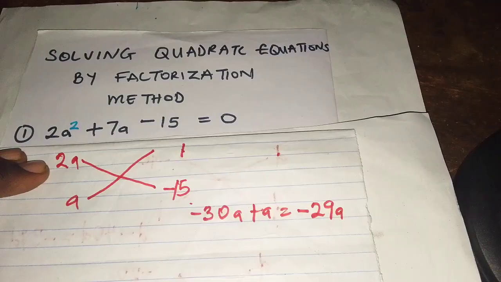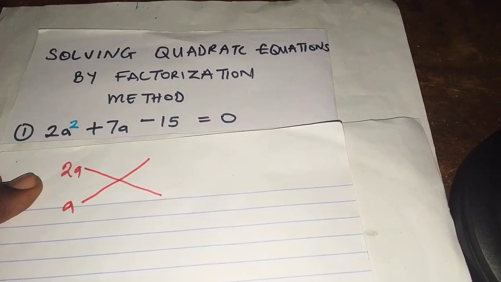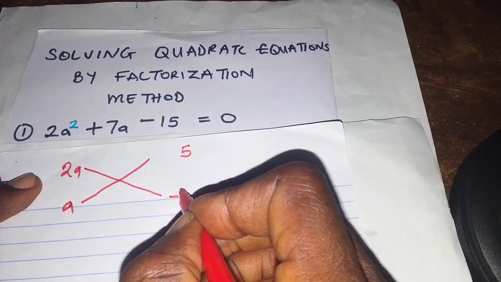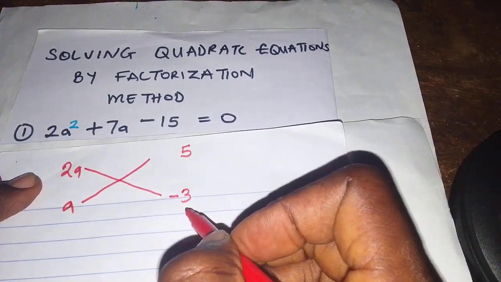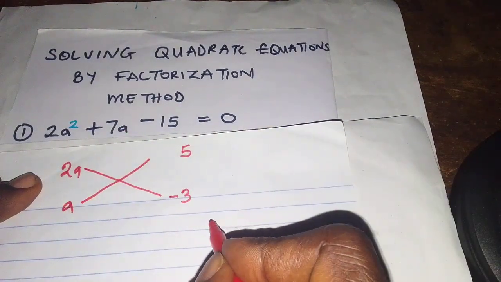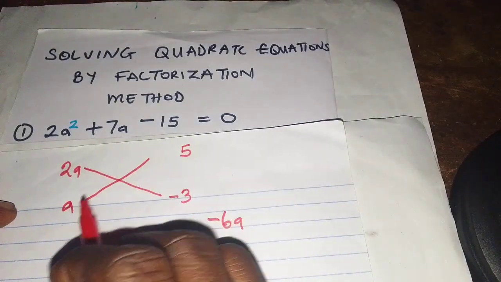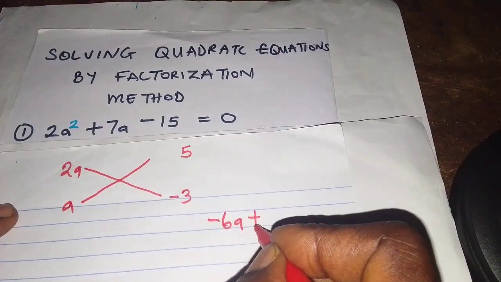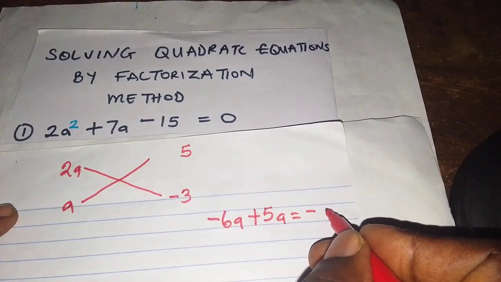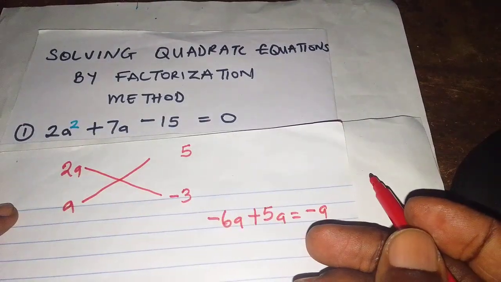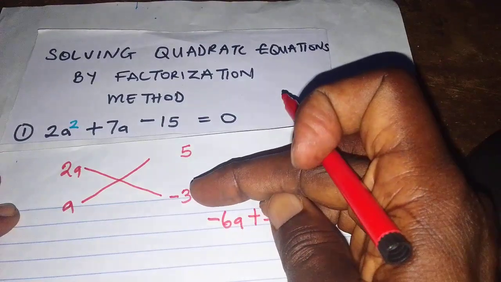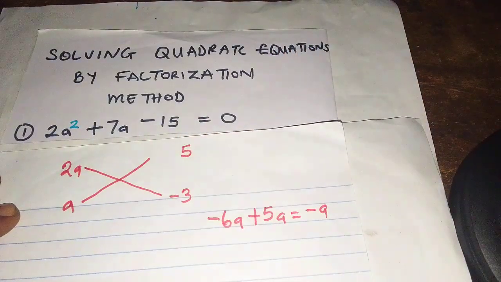So again, I'm going to change the figures. I'm going to use 5 times minus 3. Let me check if it will give us what is in the middle. 2a times minus 3 will give me minus 6a. A times 5 will give me plus 5a. Minus 6a plus 5a is minus a. So again, we have not been able to get it. So I'm going to try to alternate, bring the 5 here and this minus 3 here, so that if that will work out.